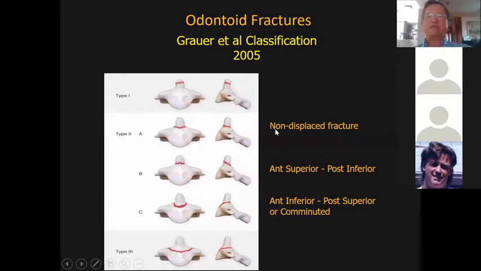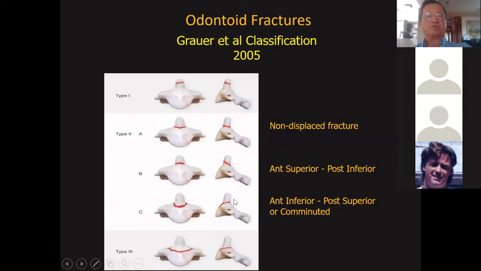Type 2A is a non-displaced fracture. You can go conservatively. Type 2B is where the fracture line runs from anterior superior to posterior inferior. You can then go to an anterior odontoid screw fixation.